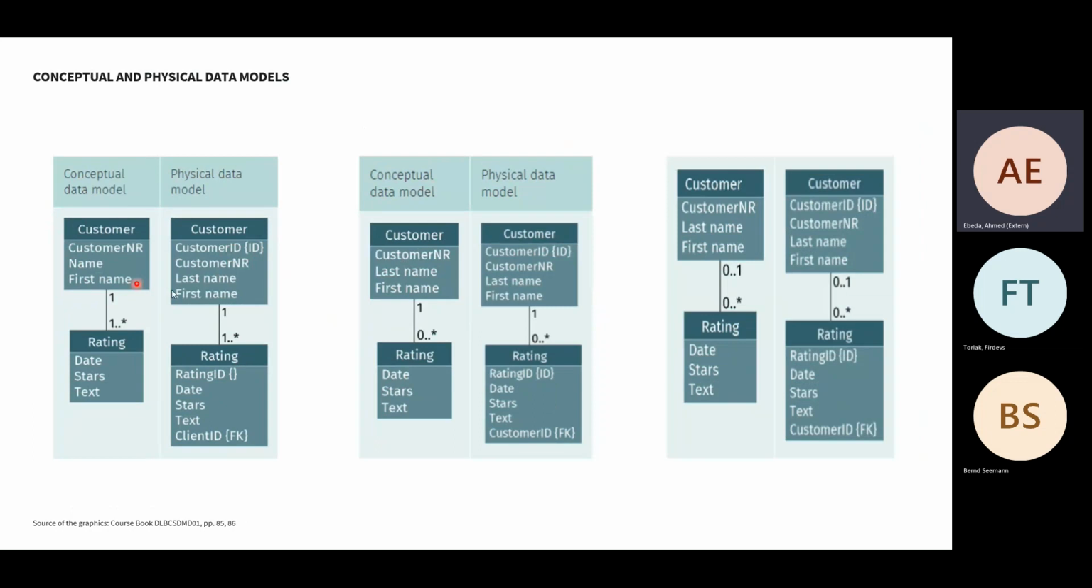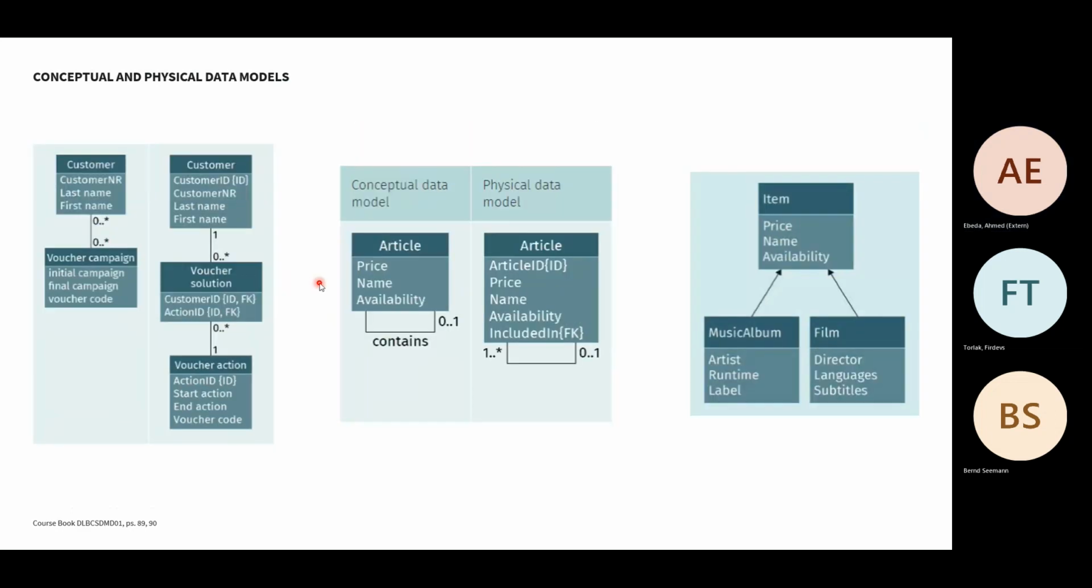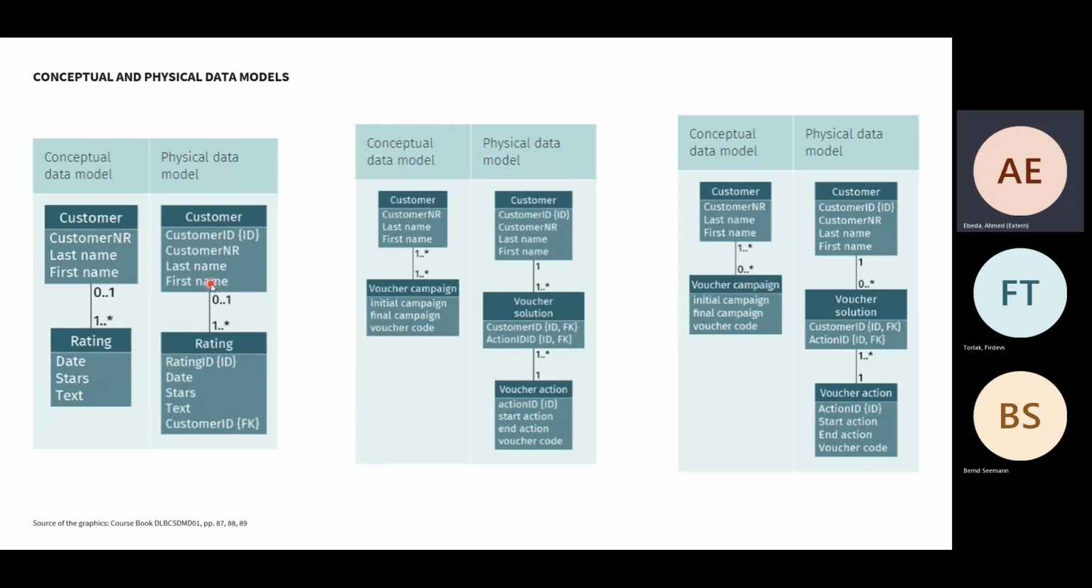It's a kind of the same. We start to define whether it's a date, whether it's stars, anything, accepting what kind of data it will be expecting. For rating, for instance, in the conceptual data model we just have date, stars, text. In the physical data model, we start to define more. Okay, this is rating ID, it's an ID, you have date, you have stars, you have text, you have customer ID, which is a foreign key.